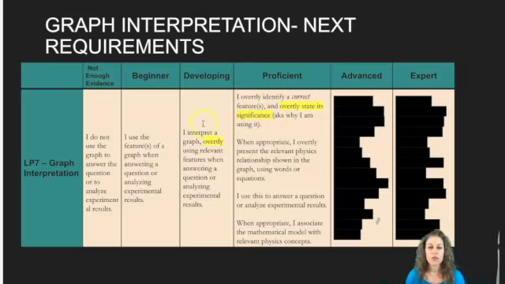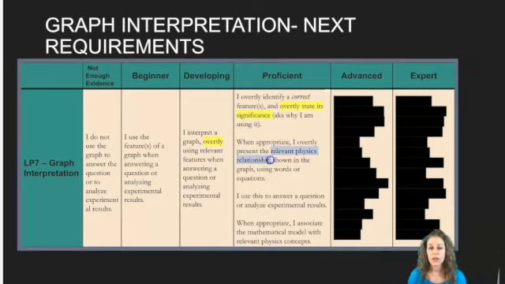Here are the next requirements. If you're ready to move on to proficient, because you've already achieved developing, you can start doing some of these things. The biggest difference between developing and proficient is that you're using the correct feature and you're overtly stating its significance. You're writing out why you are using the slope, why you are using coordinate points, why you are using the area. Whatever it is, you have to say why you think it's useful. And you would present the relevant physics relationship. Maybe you would pull it off your equation sheet and write down what relationship you're using.